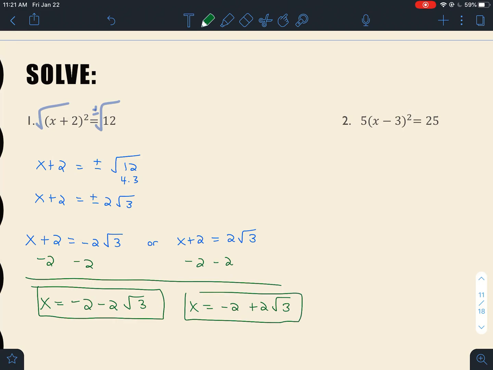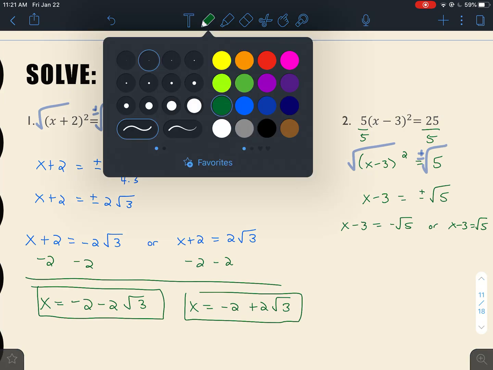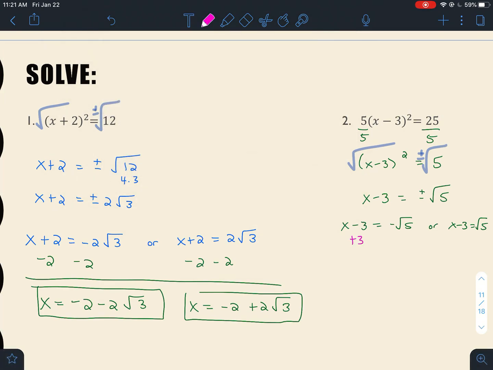Okay, on number 2, first step, get the squared term by itself, so divide both sides by 5. And we would have x minus 3 squared equals 5. Then take the square root of both sides, put the plus or minus on the second square root. So we would have x minus 3 equals plus or minus the square root of 5. So either x minus 3 equals negative square root 5, or x minus 3 equals positive square root 5. And then add the 3 to both sides.